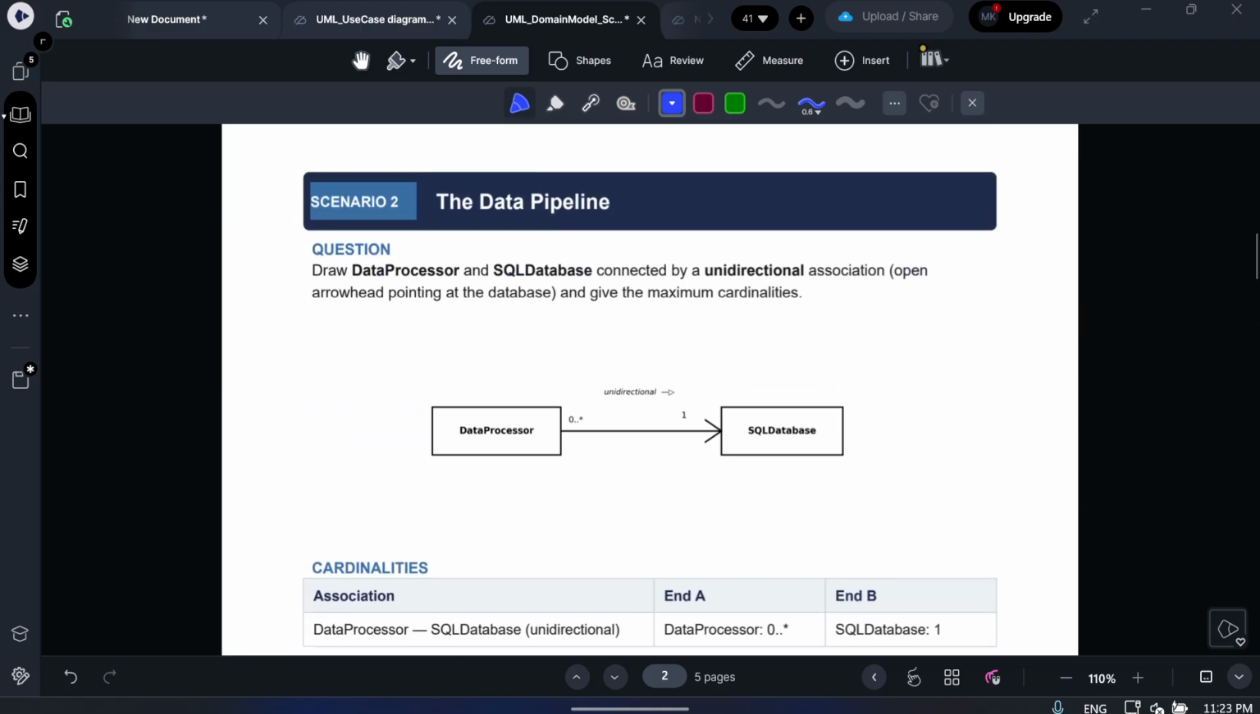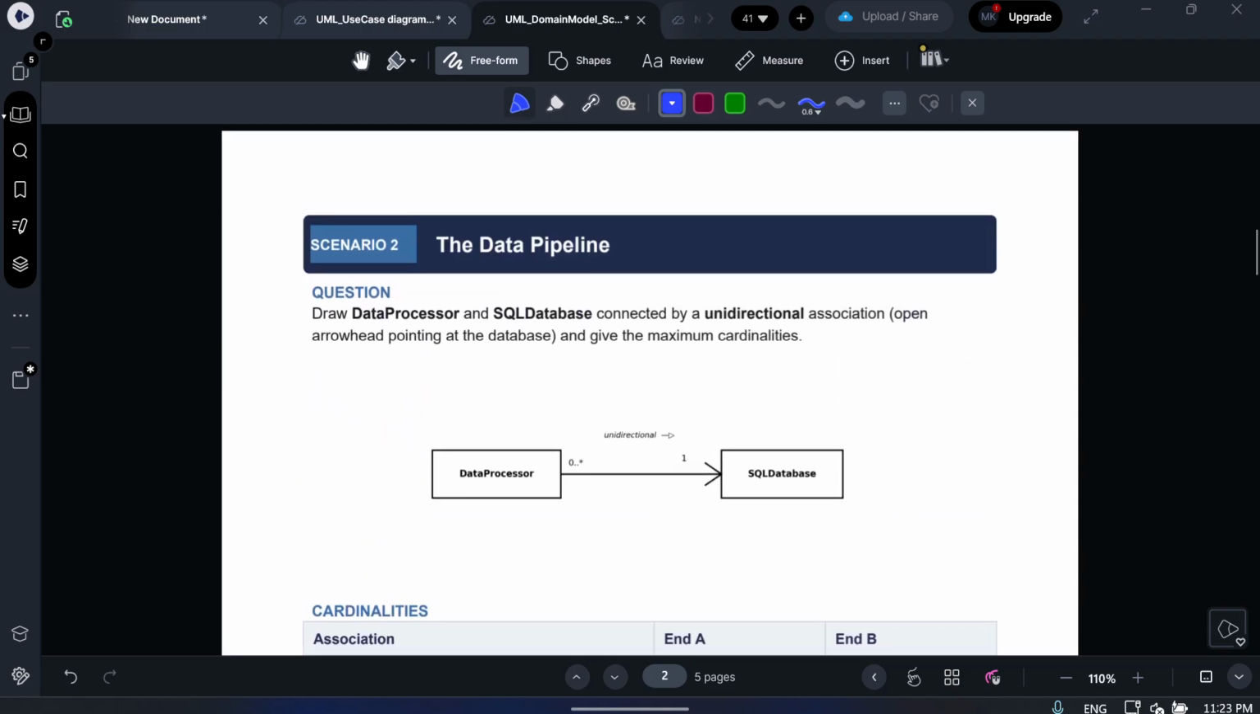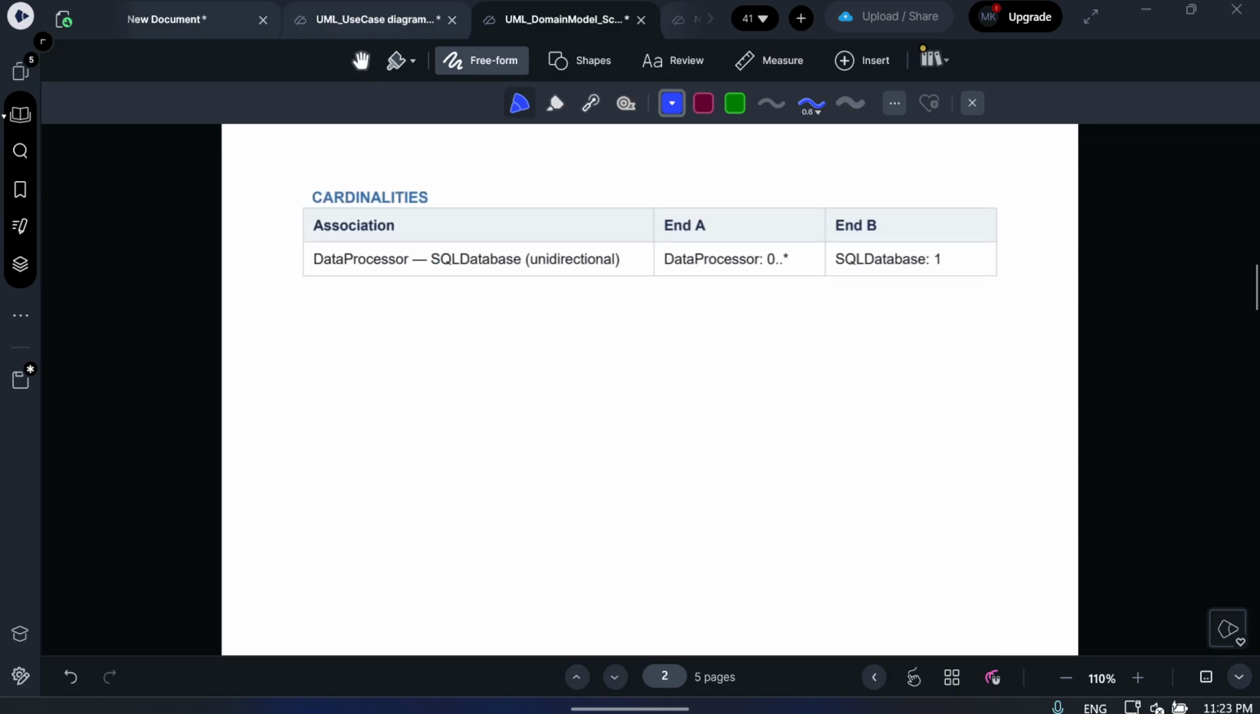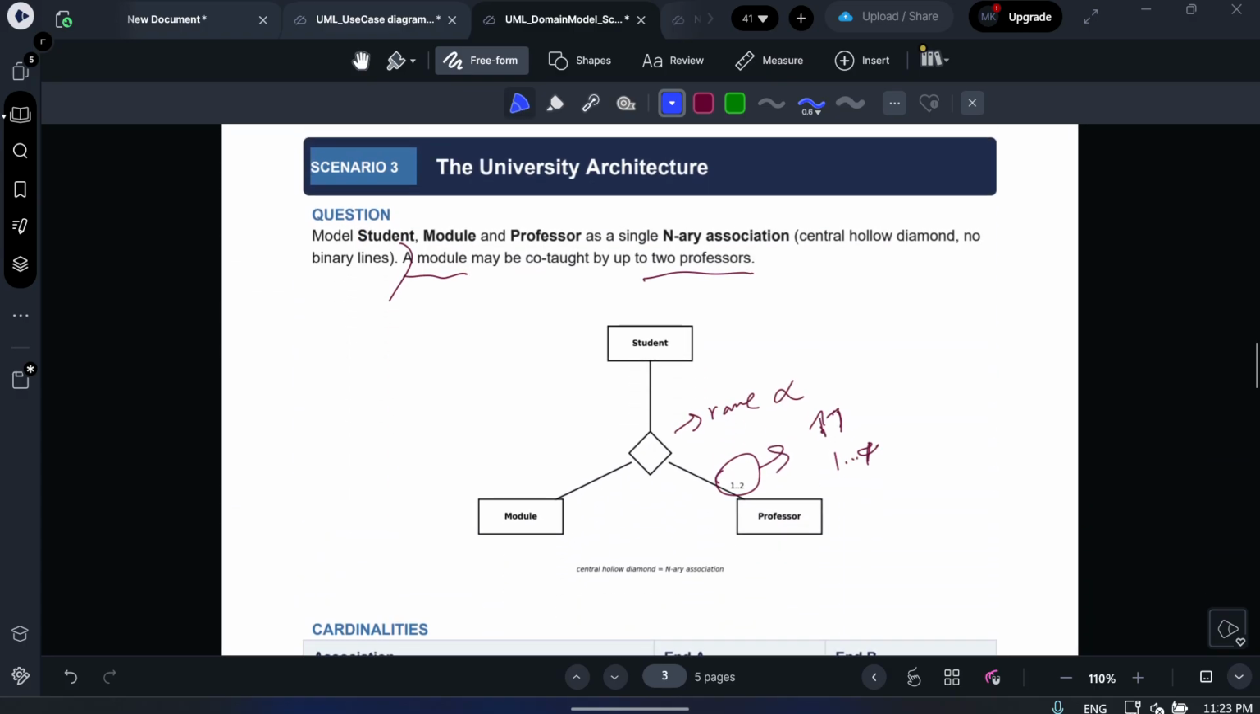let's look at another example. Here we can say 0 to many, but this is again very technical. Here we have an association relationship, in a UML domain diagram. A module may be co-taught by 2 professors. So a module has an association relationship with 1 to many professors.